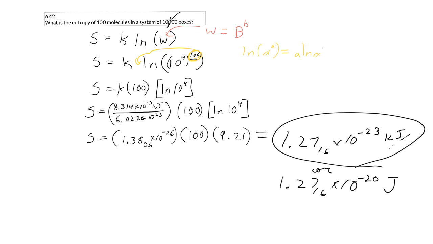Real quickly, I'm getting a little sloppy here. Kilojoules per Kelvin, and that goes back to our gas constant here being kilojoules per Kelvin mole. And it turns out your answer does prefer it in joules. But there's your answer, 1.27 times 10 to the negative 20th joules.